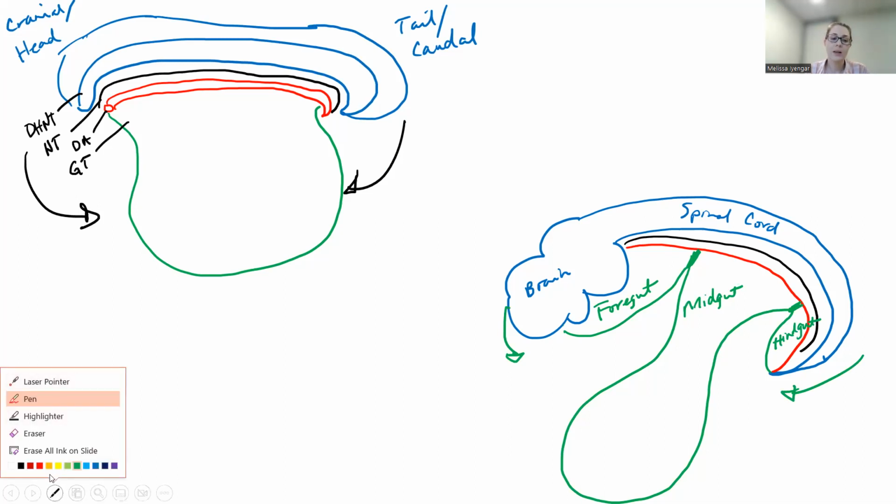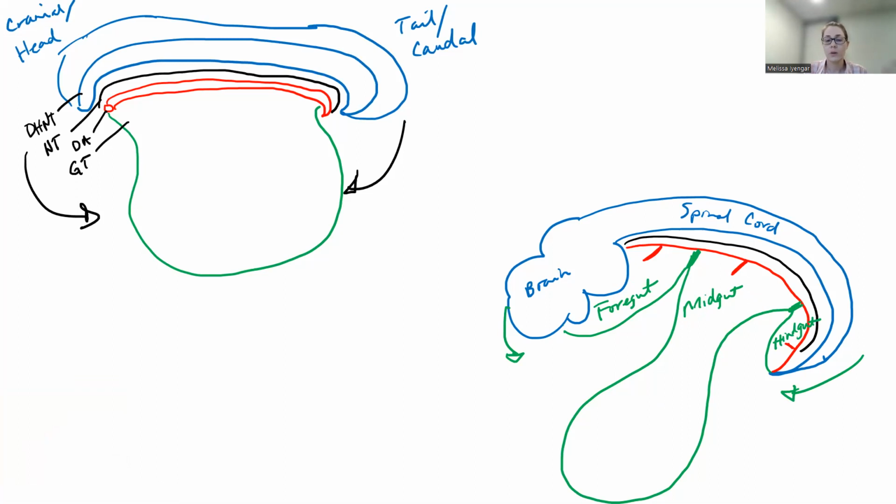It's important because as you create foregut, midgut, hindgut, what you're going to see is there's going to be a single artery that comes off the dorsal aorta that supplies the foregut. There's a single artery that comes off to supply the midgut and a single artery that supplies the hindgut. So all the structures of the foregut have basically one artery that supplies them. All the structures of the midgut have one artery that supplies them. And the hindgut structures have one artery that supplies them.